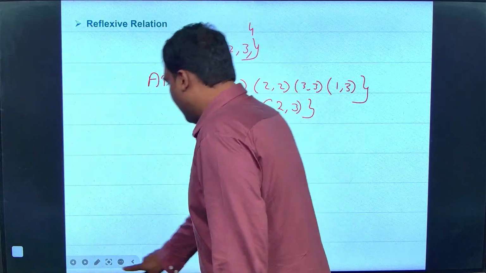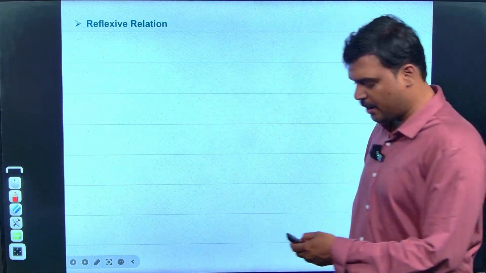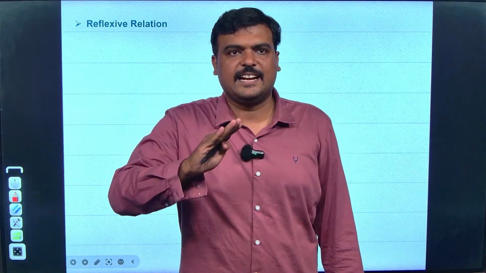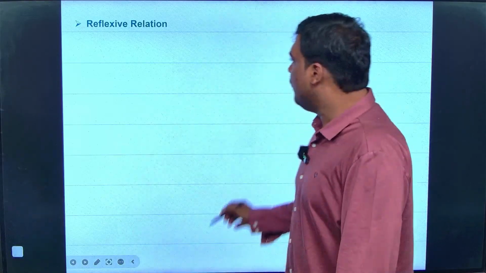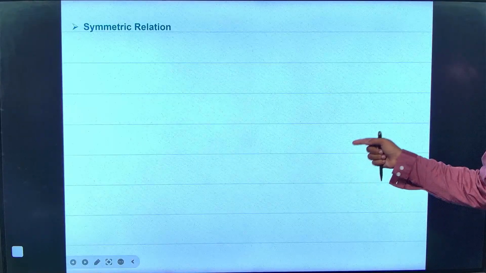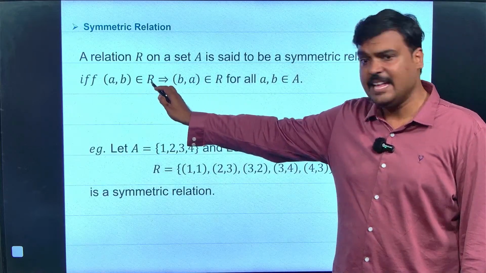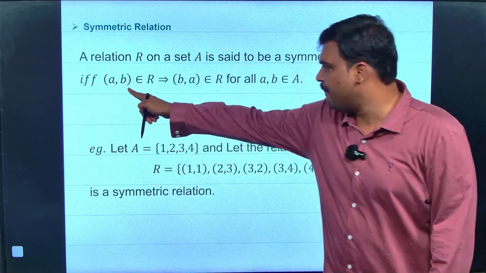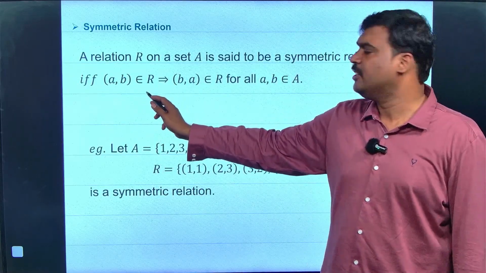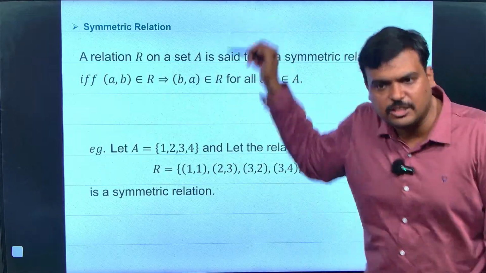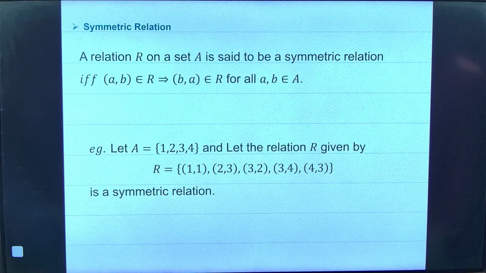Okay. Now after reflexive relation, we saw about symmetric relation. I am not teaching anything new, man. Just recalling what we did in the last class, right? So when I go for symmetric relation, what does the relation say? If A comma B is an element of the relation, then definitely I should also have B comma A. If A comma B belongs to R, then definitely B comma A should also belong to R. So we can say it is a symmetric relation.